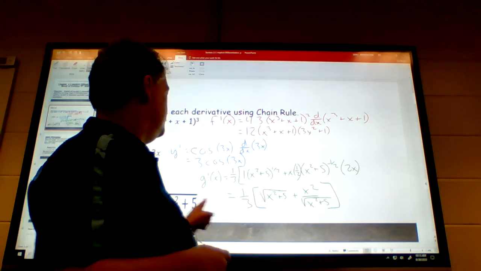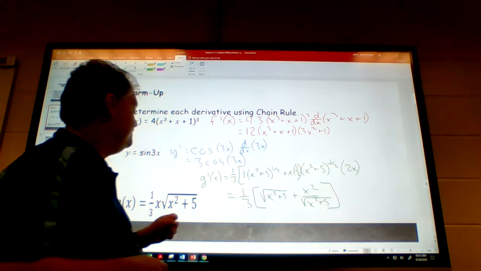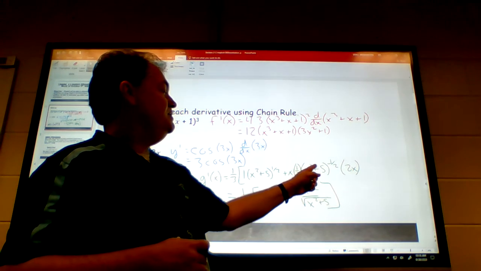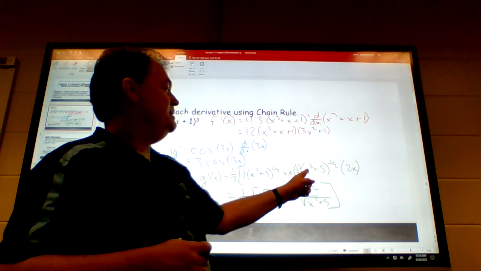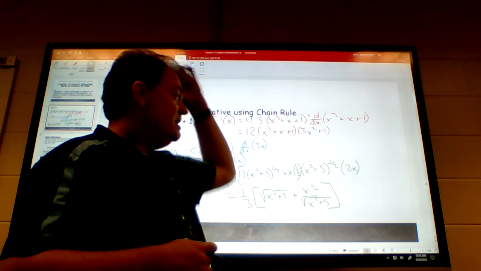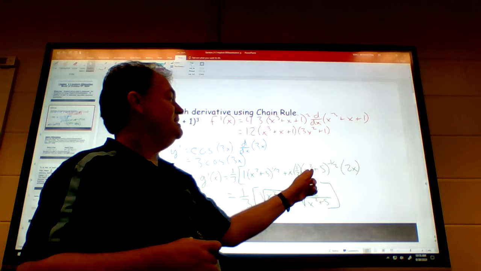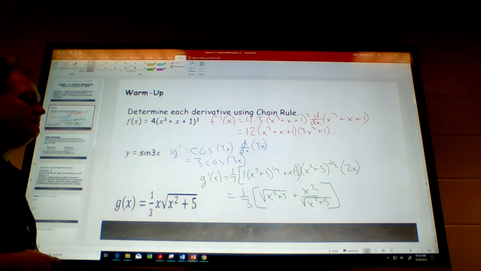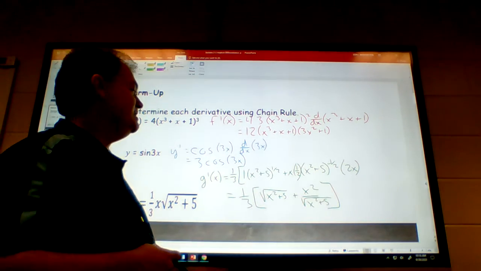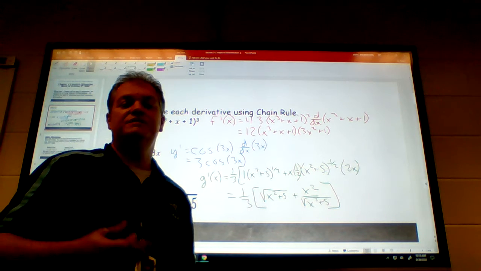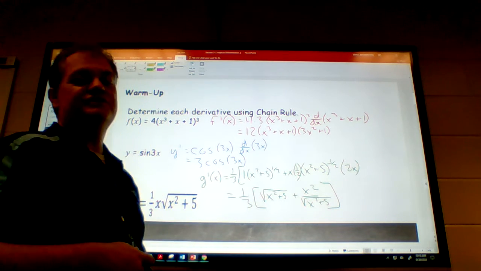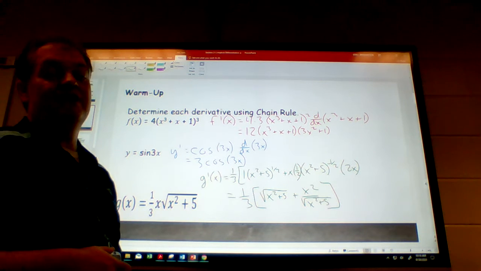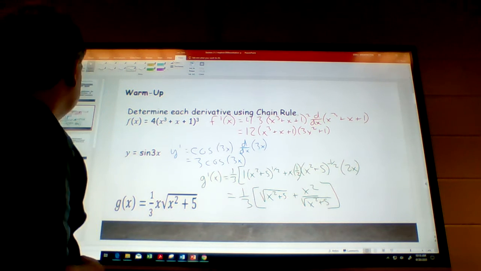Now remember, this is x squared plus 5 to the 1/2, so that 1/2 goes in front, and then you subtract the 1, so you get x squared plus 5 to the 1/2, and then you derive what's inside here, which is 2x, so that's how we get 2x. And then I just went ahead and combined them all together. Technically, you could be done at this point, but I just wanted to show you another step for it. And then that could be taken even further if you wanted to simplify it further. So there you go. All right.